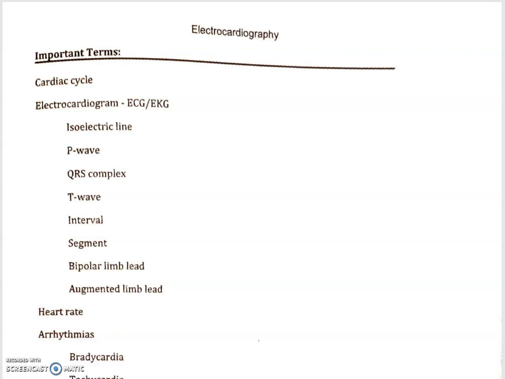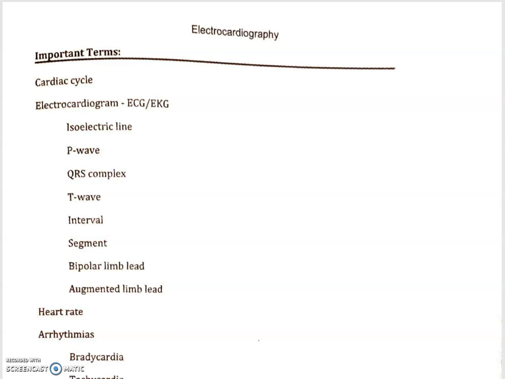Here's your introduction to the EKG lab, and as usual we're going to go over the important terms first. The first term here is cardiac cycle, and that will be one complete cycle of contraction and relaxation. You will see on the EKG tracing, one of the big landmarks is the R wave, and so a lot of people measure the cardiac cycle from R to R wave, but I'll show you that.